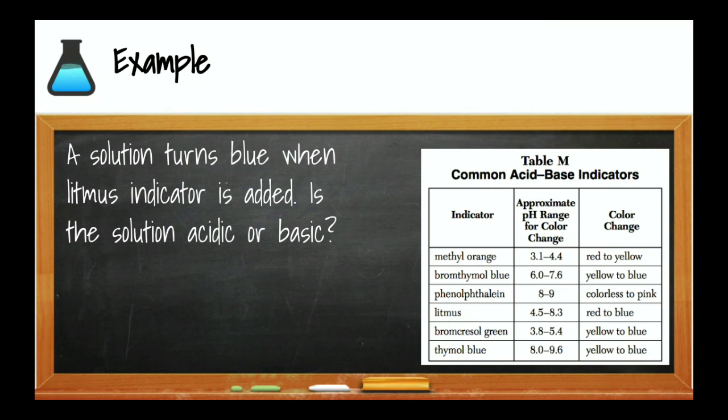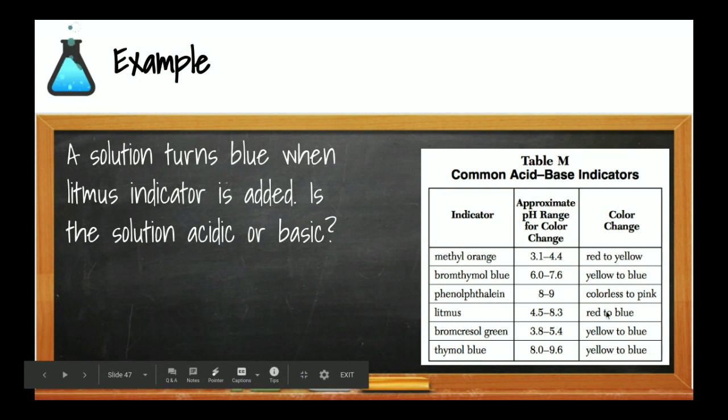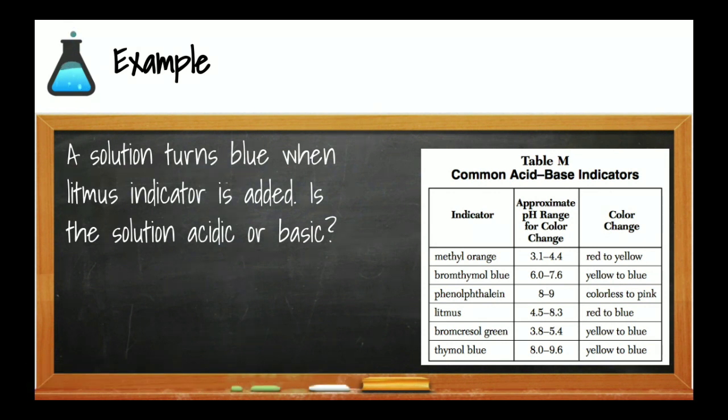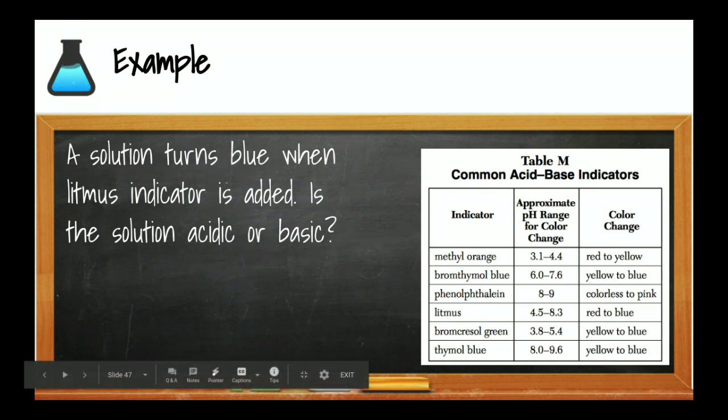So in this example, we see that a solution turns blue in litmus. Is it acidic or basic? So when we look at litmus, we can see that the blue color is on the right. So from the number on the right and above, so from a pH of 8.3 and higher, litmus would be blue. We know that pHs of 8.3 and higher are basic. So when litmus is blue, you have a base.